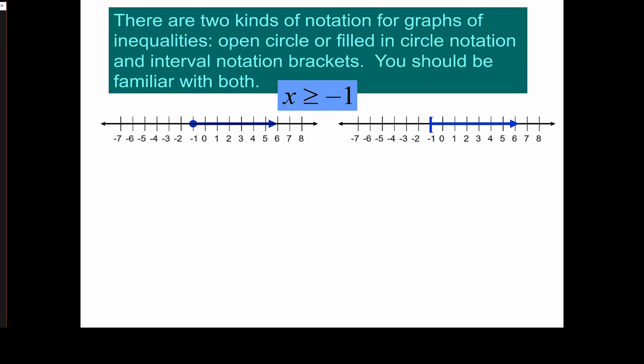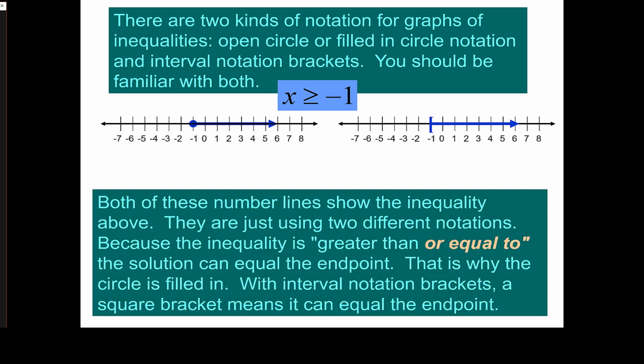On the other side here we have bracket notation. We see that -1 is included as part of the solution set. Both of these number lines show the inequality above. They're just using two different notations. Because the inequality is greater than or equal to, the solution can equal the endpoint. That is why the circle is filled in.